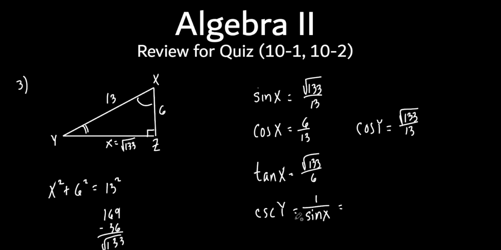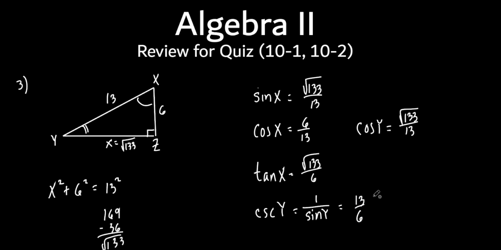Now the cosecant of y is still the inverse of the sine, but it's the sine of what? Y. All right, so let's find the sine of y. The sine of y is opposite over hypotenuse. So the sine of y would be 6 over 13. So what's the cosecant? It'd be the inverse of that, which is 13 over 6. There you go.